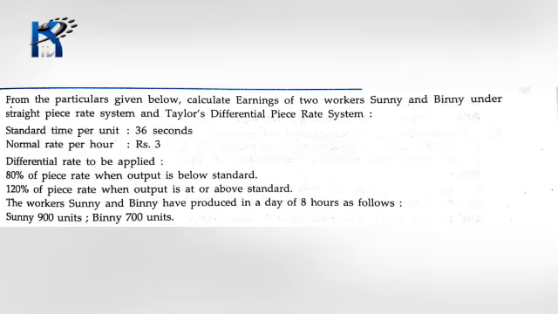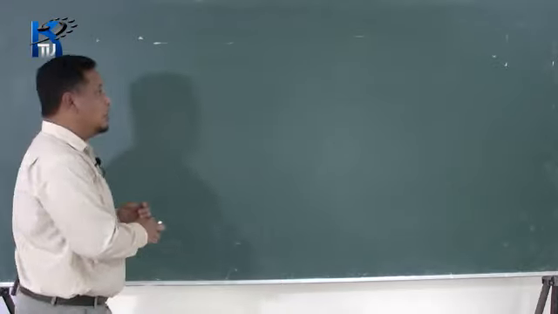Differentials to be applied: there is a separate differential given, that 80% of piece rate is paid to workers who produce below standard and 120% of piece rate is provided to workers who produce at or above standard. The working hours in a day is 8 hours and both workers have produced, Sunny 900 units and Binny 700 units. So we will proceed with the question.